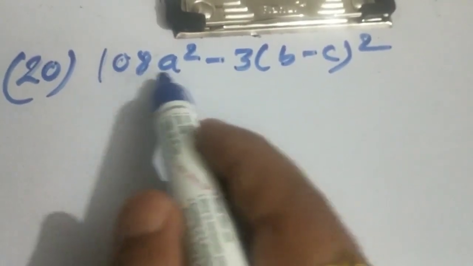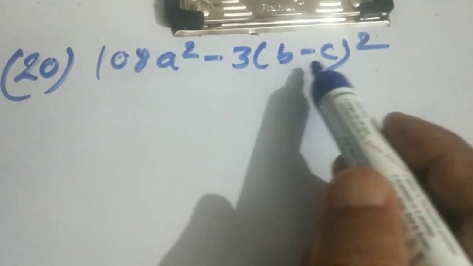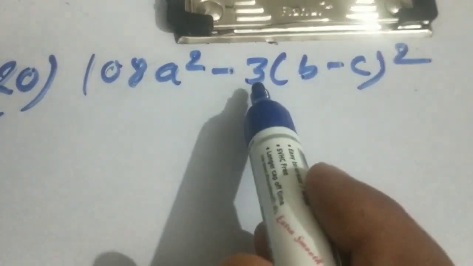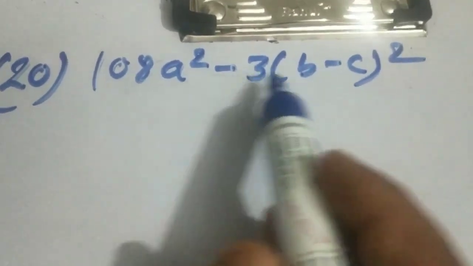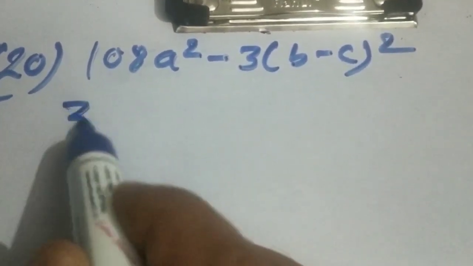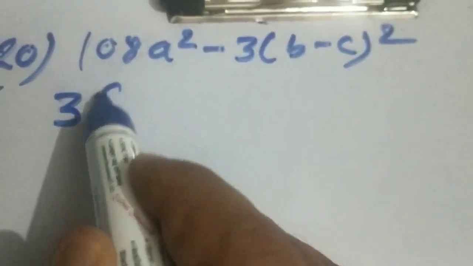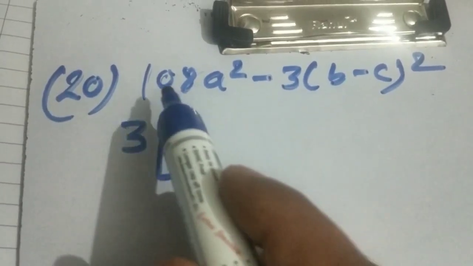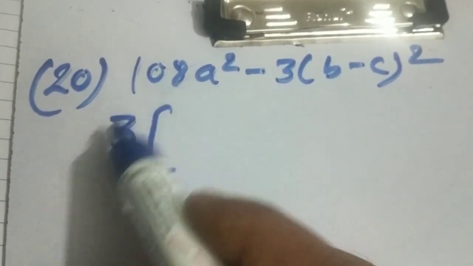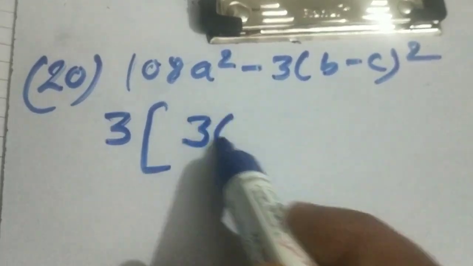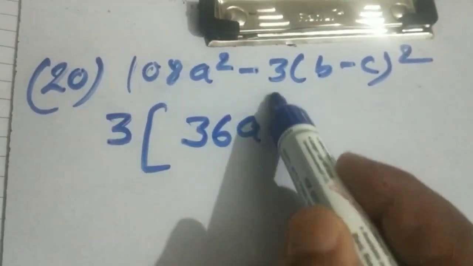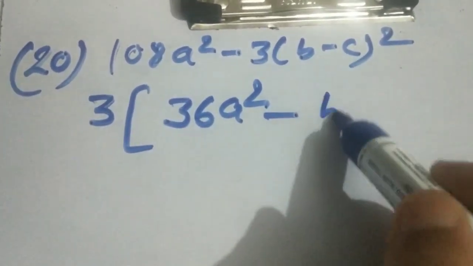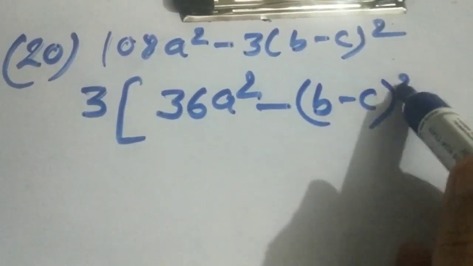You have to factorize 108a square minus 3 multiplied by b minus c the whole square. So in these two numbers 108 and 3 you have to find their HCF, and your HCF will be 3. So 3 is common in these two terms. You have to divide 108 by 3, then 36 will be left, and a square is here, so write here a square, and 3 divided by 3 will be 1, 1 multiplied by b minus c the whole square will be b minus c the whole square.